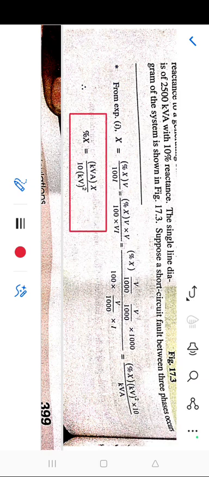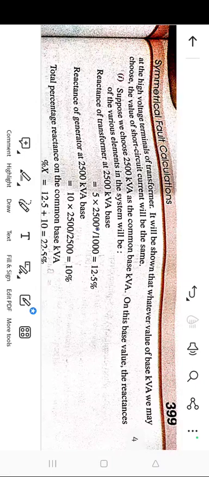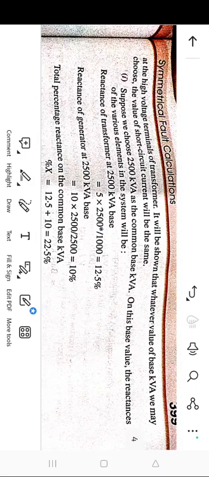kVA into X percentage by 10 into kV square. At the high voltage terminal of the transformer, it will be shown that whatever value of base kVA we may choose, the value of short circuit current will be the same. Suppose we choose 2500 kVA as the common base kVA.